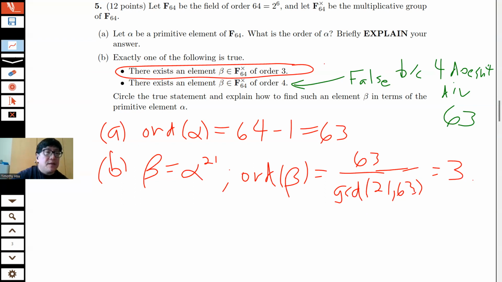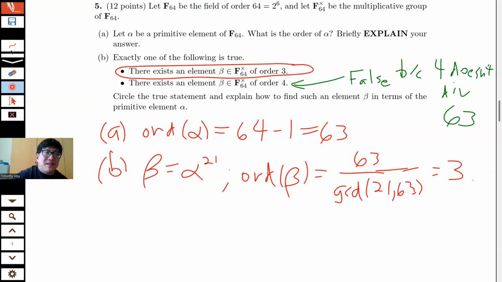And there was a question in the chat. Yes, we do need to explain, but it's a very short explanation. Oh yeah, that's right. Look at this. I did learn something over the pandemic, I learned to use this thing. So this is actually an explanation of why the order of alpha equals 63. It's because it's 64 minus 1. It's not much of an explanation, but it's actually the explanation that you need. And this explains why the order of beta is 3.